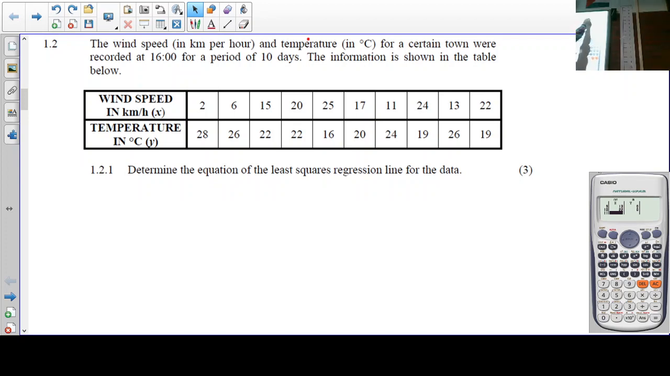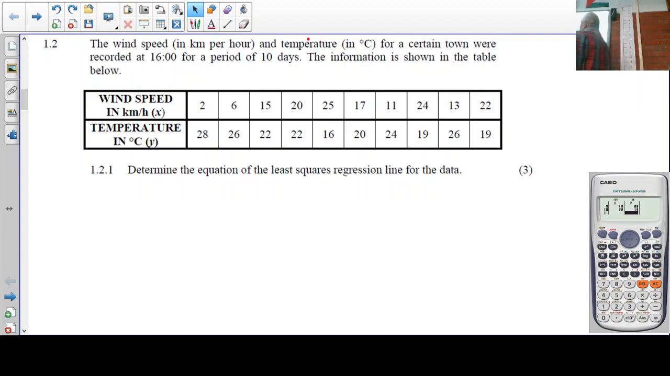Okay, 22 is correct. We move the cursor over, press the down arrow, so we back up on top. We've got 28, 26, 22, 22 again, 16, 16, 20, 24, 19, 26, and 19.